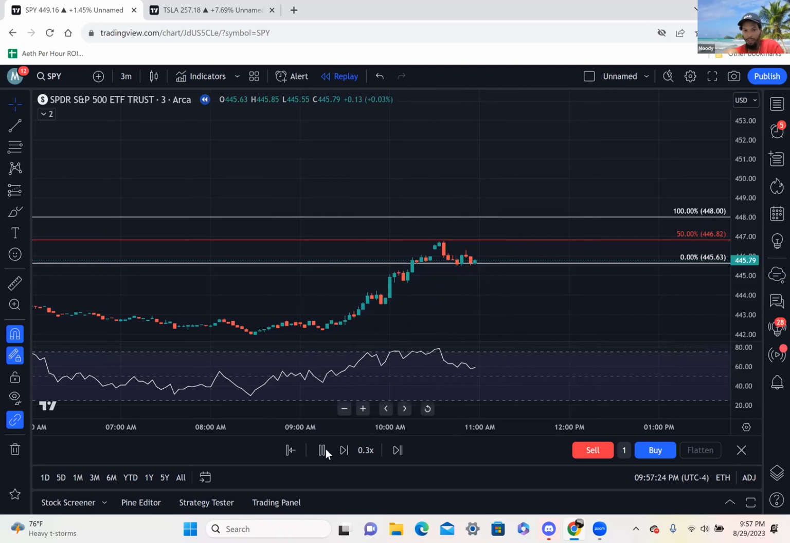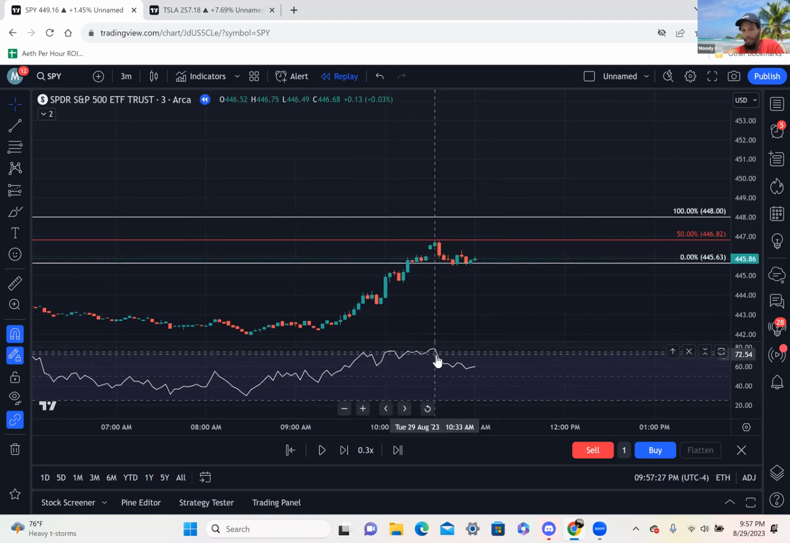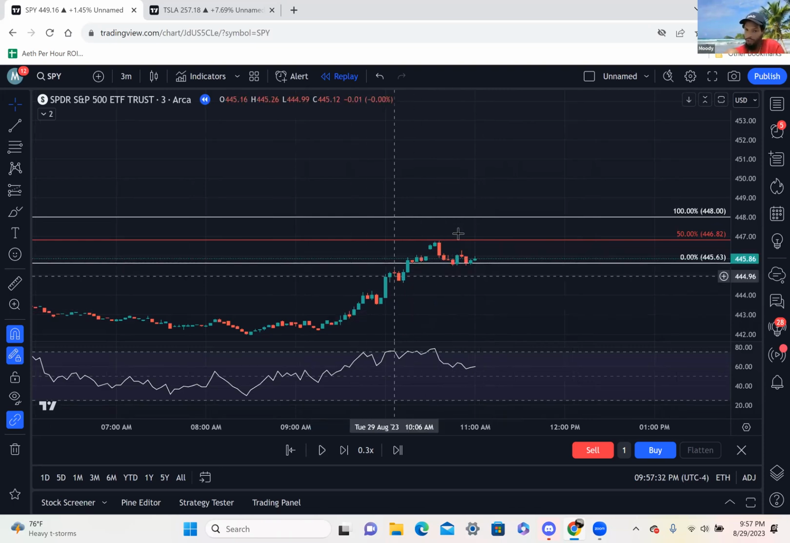This right here that you're seeing is called a bearish divergence. RSI pushing down, candlesticks are consolidating. That's still a bearish divergence because you've been pushing up.